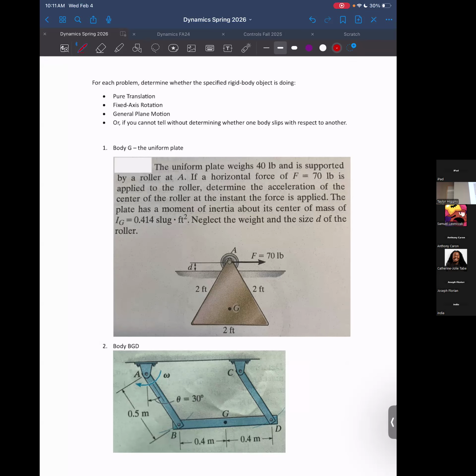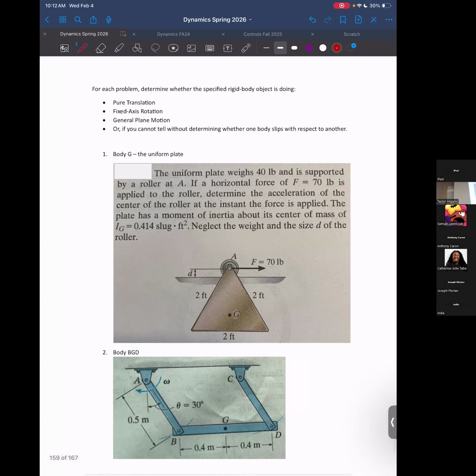Just for the sake of time, let's go ahead and come back together. So tell me what you think for number one. What type of motion do you think this plate G is doing? I chose general planar. Okay, very good. And why did you choose that?